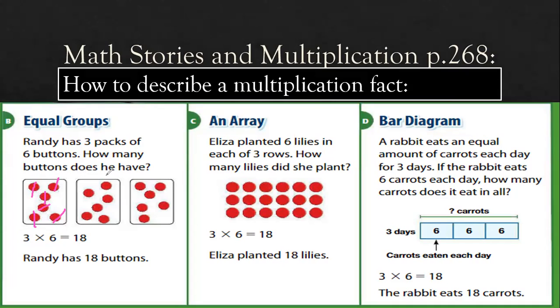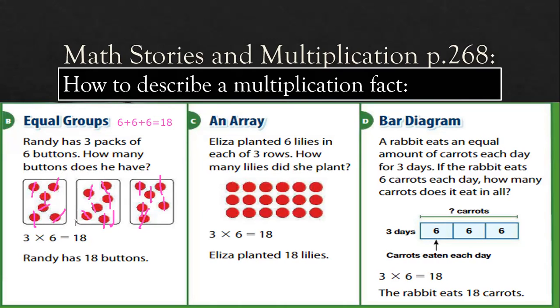How many buttons does Randy have when he has 3 bags of 6 buttons? Randy has 18 buttons. How did we know? We counted after here: 6, 7, 8, 9, 10, 11, 12, 13, 14, 15, 16, 17, 18. This is the first way that we use, which is repeated addition, 6 plus 6 plus 6. But now we are big students and we are so clever to use multiplication.